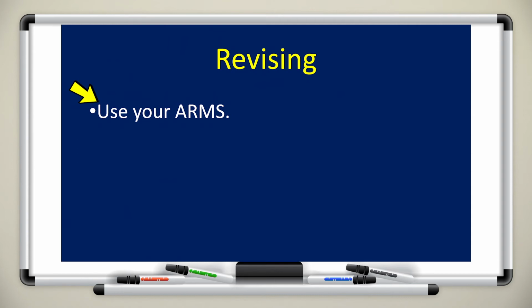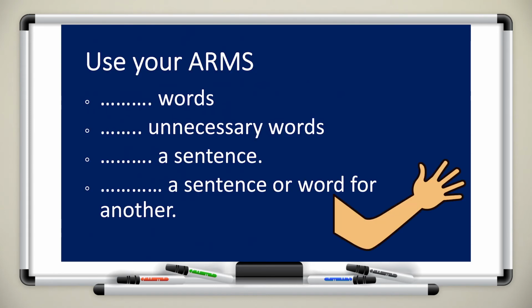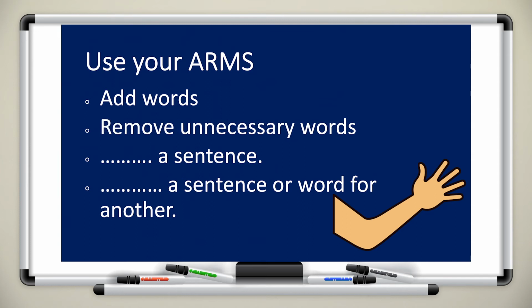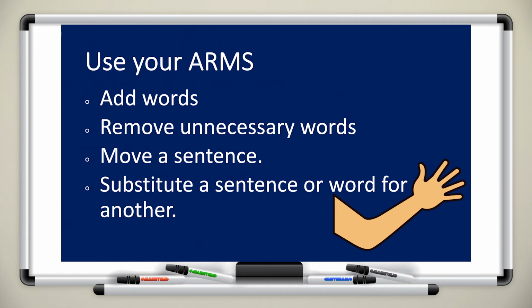Once you have that, we start the revising process. And when we revise, we talk about ARMS. What do I mean by ARMS? Let's check your understanding. Now, we've already taken a couple of writing episodes, so you should know what to do. ARMS stands for adding words. Excellent. So we add words. We remove unnecessary words. And what do we do with sentences? We can move sentences around, or we can substitute a sentence or word for another.